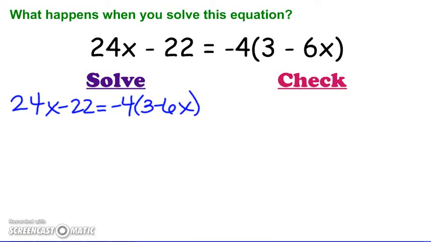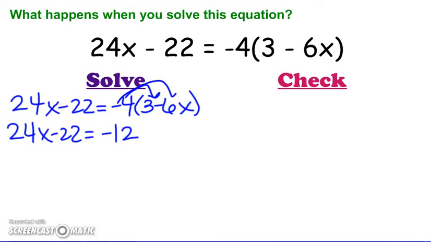Remember your steps for solving with variables on both sides. The very first step is to distribute. So you distribute your -4. So 24x minus 22 equals -12, and then -4 times -6 is a positive 24x. Now it looks like something we can solve.